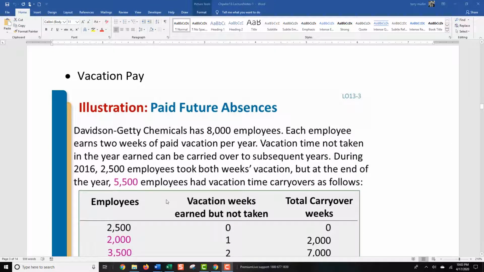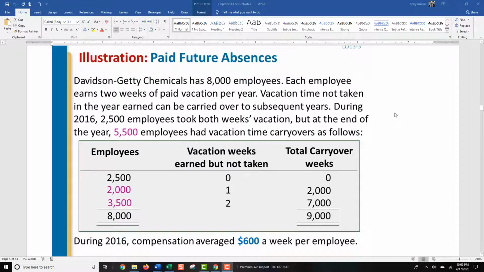All right. Vacation pay is next. Let's see if this makes sense. Vacation pay is a liability because what you're doing is saying that people work in the current period, but in the future, they're going to take off work and go on vacation, and then you're going to give them a paycheck. So you have a liability to give them money sometime in the future.